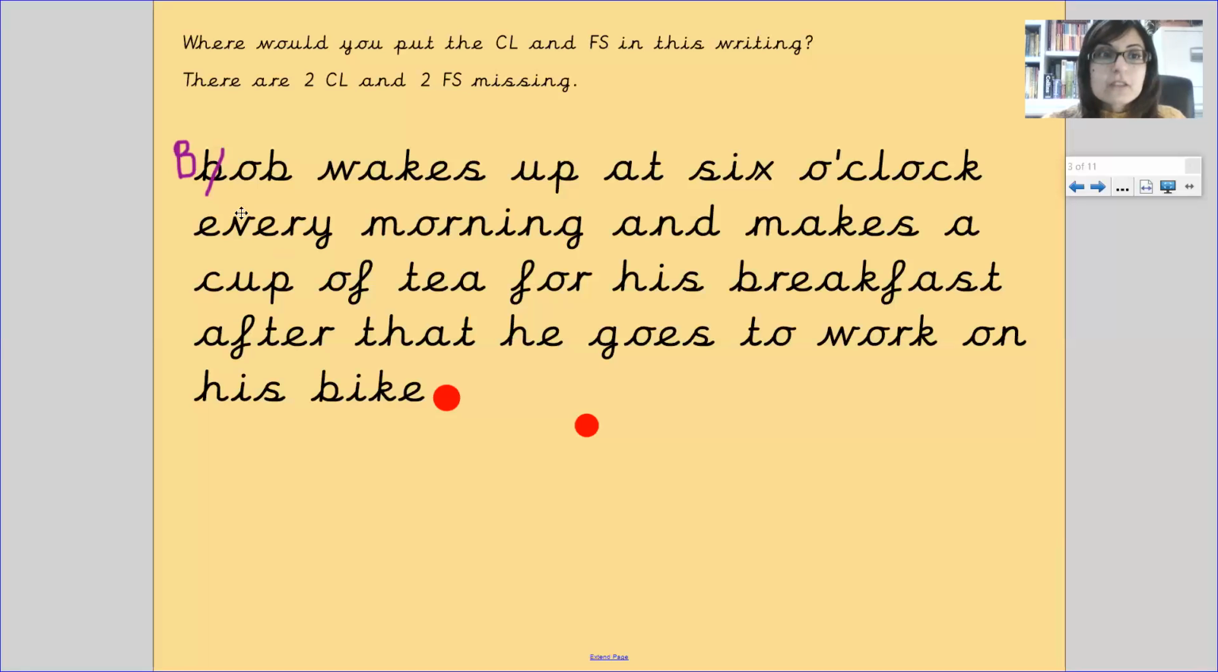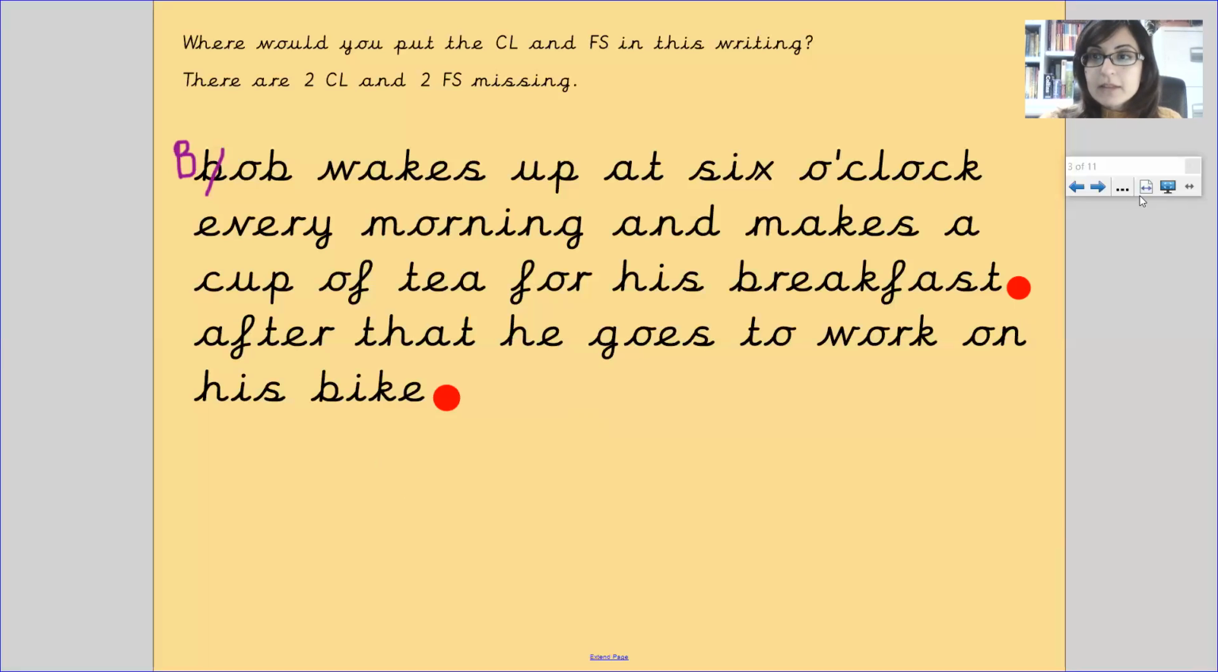Right, here we go. We've got Bob wakes up at 6 o'clock every morning, and what does he do? So we need that and for the first part of the sentence. Bob wakes up at 6 o'clock every morning and makes a cup of tea for his breakfast. Right, let's try this after breakfast. Bob wakes up at 6 o'clock every morning and makes a cup of tea for his breakfast. After that, he goes to work on his bike. I think we've had a success there.